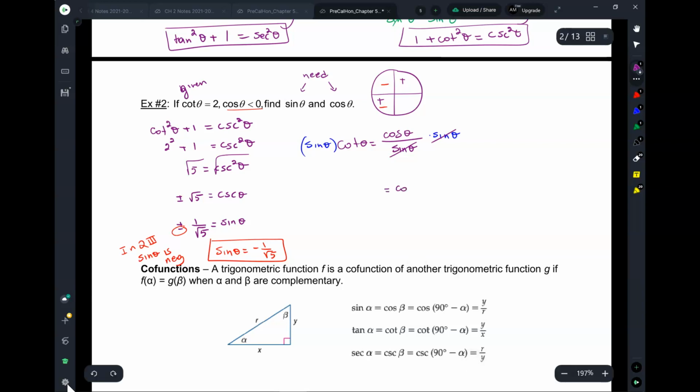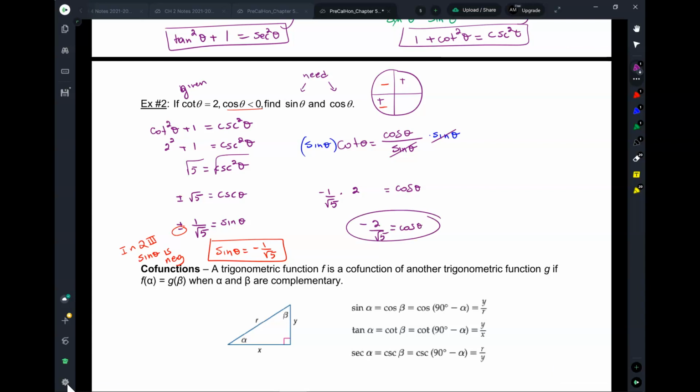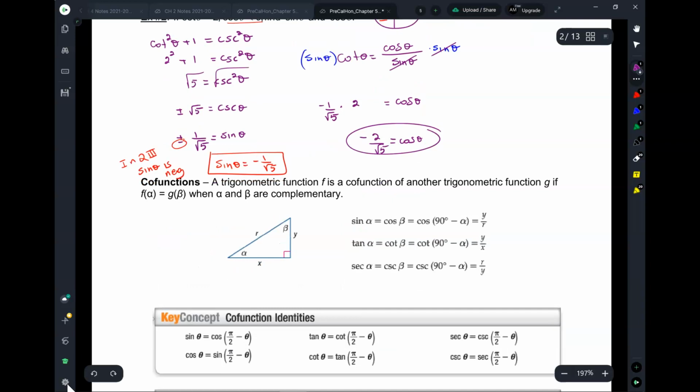So cosine of theta is sine of theta times cotangent of theta, so negative 2 over root 5. And the thing is, usually if you don't use another Pythagorean identity the second time, when you fix it for one quadrant, it'll just carry over for the other one. Okay?